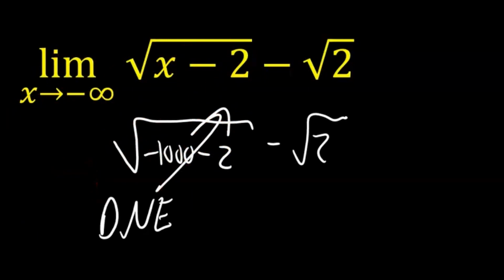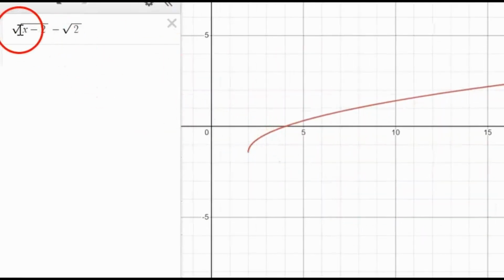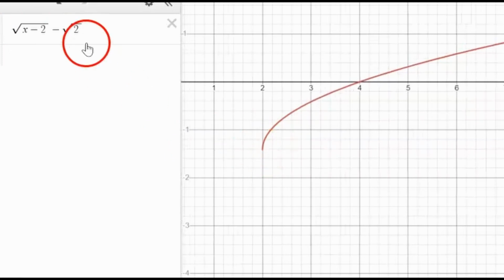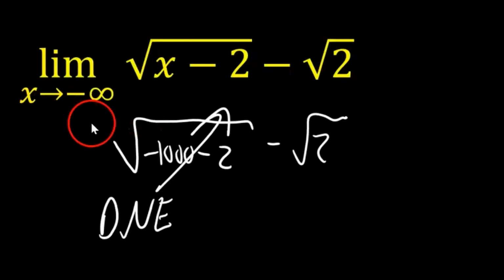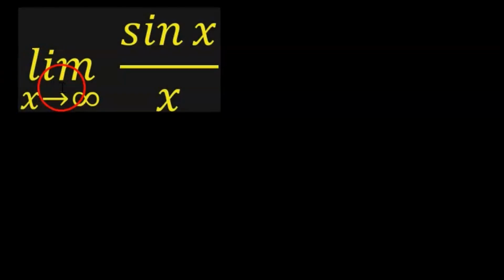If we look at our graph here, this is the graph of our function, and just notice it stops right at 2, because when you plug in 2, this is when it's 0. If x is smaller than 2, if it's less than 2, then it's not defined. So we can't go to negative infinity. Does not exist. Alrighty, next one here, the limit as x goes to infinity of sine x over x.